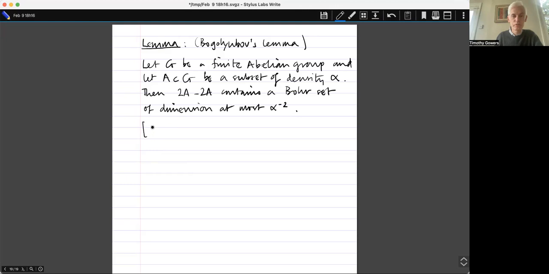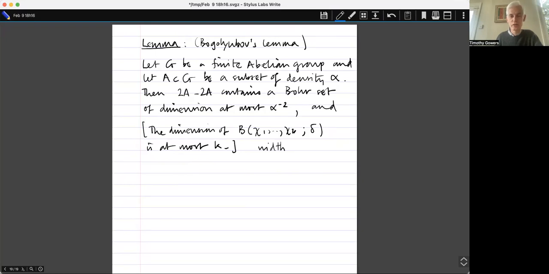So the dimension of B(chi_1, up to chi_k; delta) is at most k. That's the definition of dimension. One other thing I also want to say, width less than a quarter. A width a quarter, sorry. And the width is this delta. So I beg your pardon, I should have defined those things before stating the lemma. But this will do.